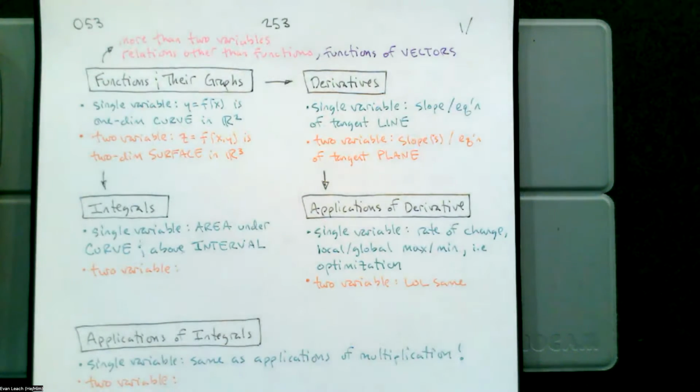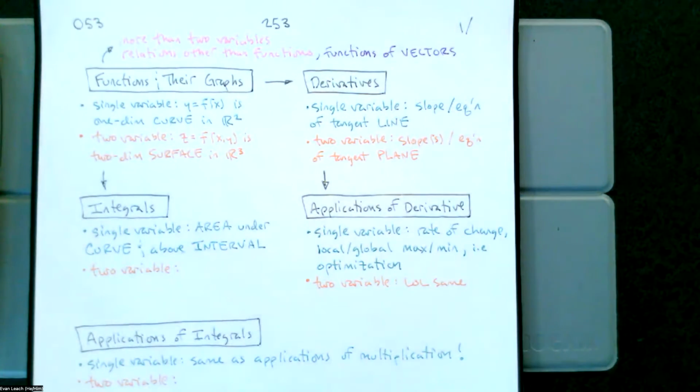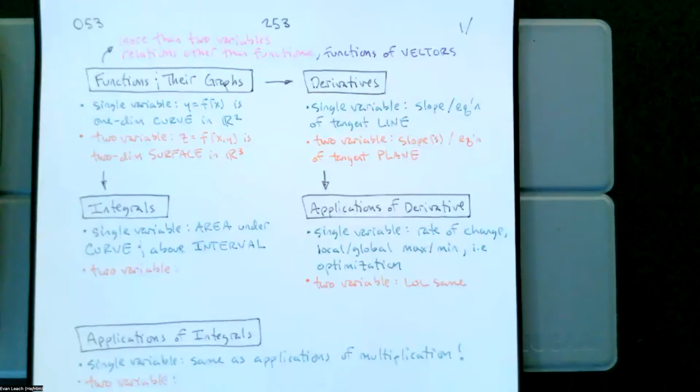So the first place that we go here in Calc 3 is to upgrade our functions of one variable to functions of two variables. That's it. We just add another variable, but we keep ourselves inside these little function boxes. So to that end, we describe a single variable function by saying y equals f of x is a one-dimensional curve in two-dimensional space.